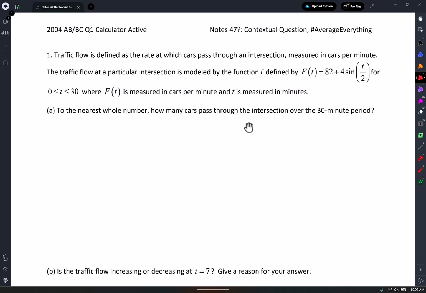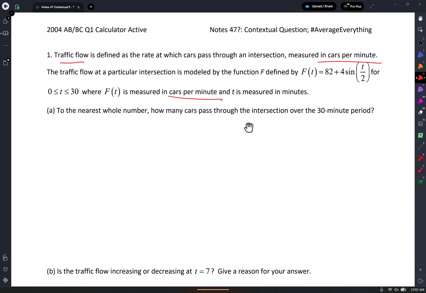Okay, so they really care about units because they mentioned it twice. Traffic flow is defined as the rate at which cars pass, measured in cars per minute, and then they mention it again, where f of t is measured in cars per minute. So let's see if units have something to do with this here. Letter A, to the nearest whole number, how many cars pass through the intersection over the 30-minute period?